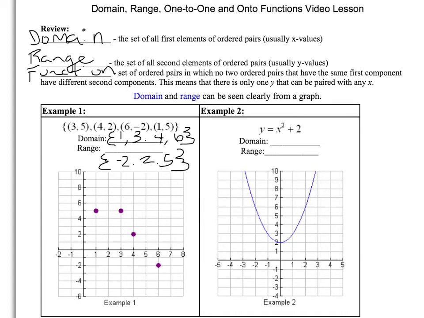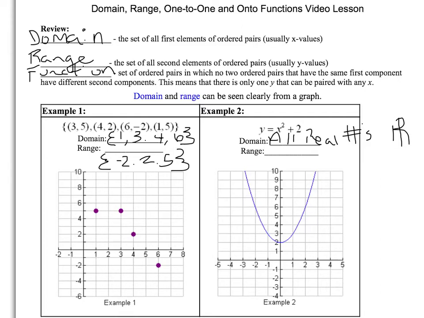Another example, example 2 here: you do have to imagine that the parabola keeps going. The domain is your x values, so if you imagine that this parabola keeps going to the left and to the right, the domain is everything. Everything would eventually be used. The way we say everything is all real numbers. I will start abbreviating all real numbers as R with a line through it.